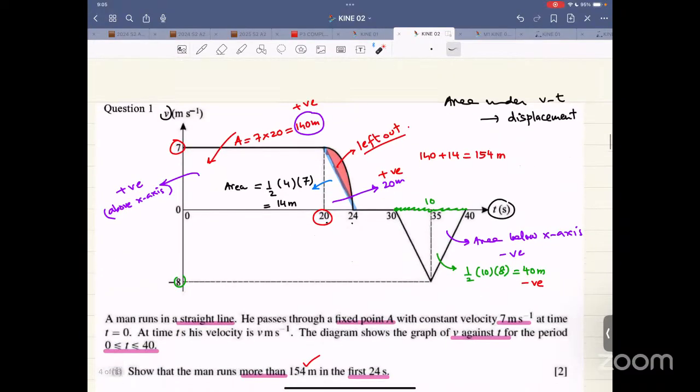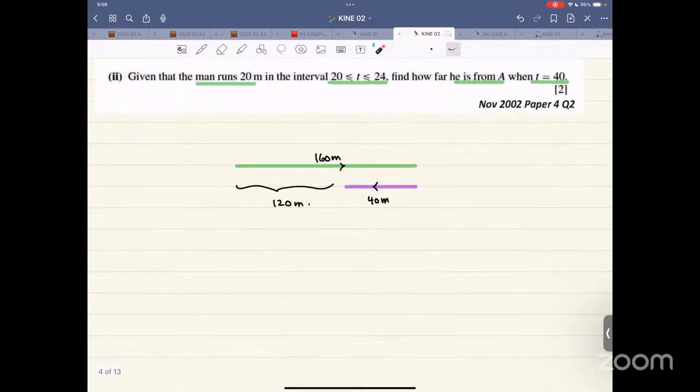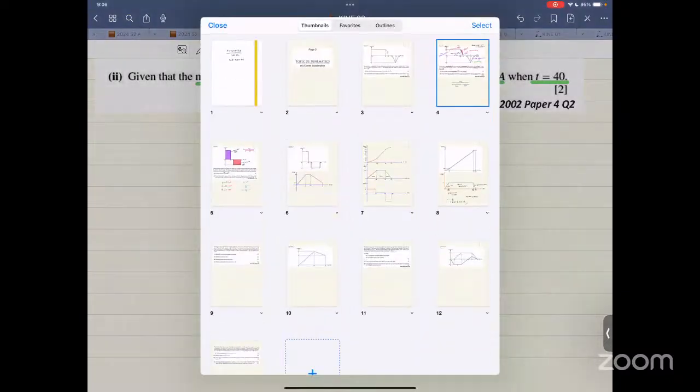So now, first of all, the area of the triangle, that's 14. The area of the rectangle is 140. The total is 154. This is left out. That's why it's more than 154. Now this is 140. Now let me take this whole area as 20 because 14 is already included. 140 plus 20 is 160. Area below is 40. So therefore, the difference is it's going 160 in this direction, 40 meter in this direction. How far is that person away? 120 meters. So that is the basic kind of question that comes.